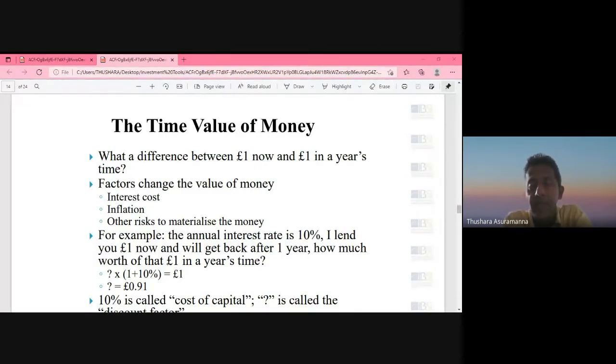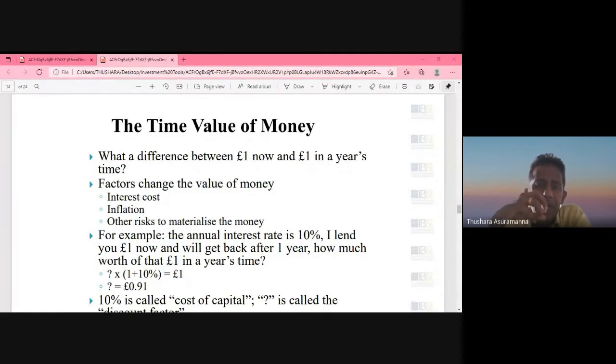So if you say that you have 100 rupees today, and you are trying to purchase something for that 100 rupees, and after 1 year, if you are going to do the same thing, you may not be able to do the same activity or purchase the same goods or obtain the same services for that 100 rupees worth. So that is basically the concept called time value of money.